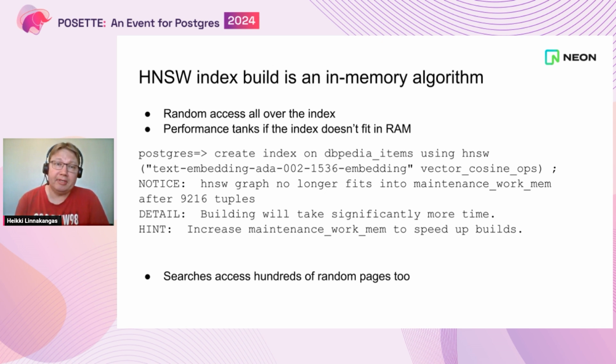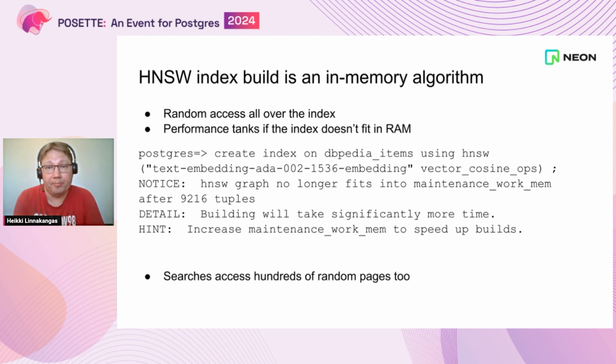One thing to note is that HNSW index build is an in-memory algorithm. This is what I was looking at when I said that when I started to look at pgvector back in autumn, I showed the piece of code with a lot of allocations. That was from HNSW index build. So it's very memory hungry. It basically assumes that the whole graph, the whole index, fits in memory.